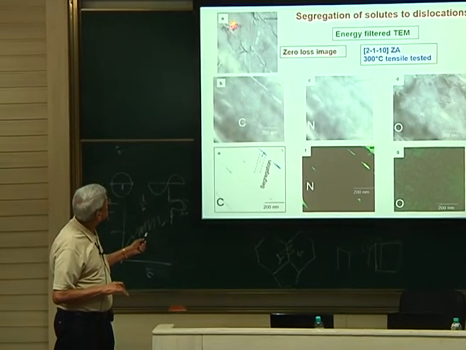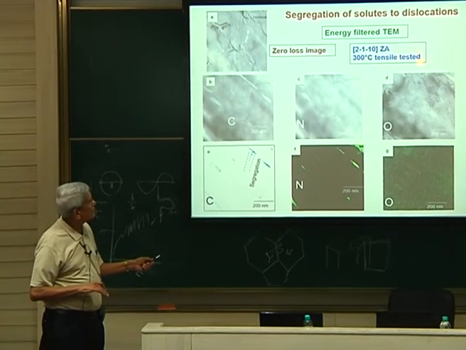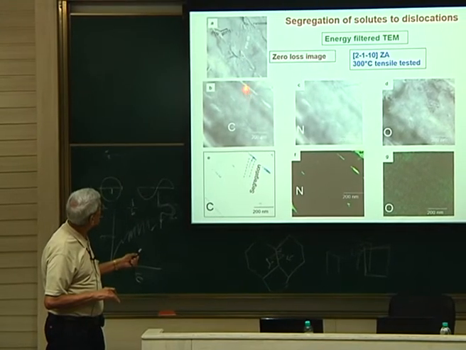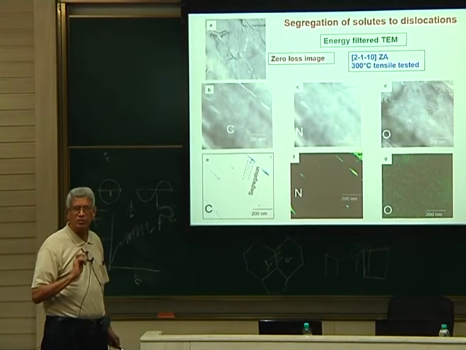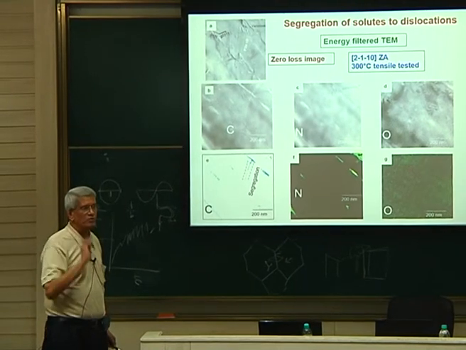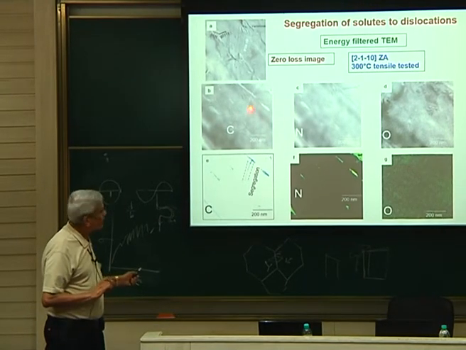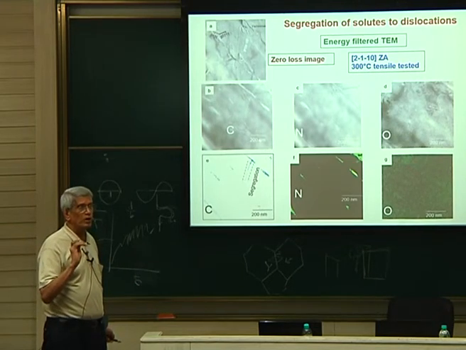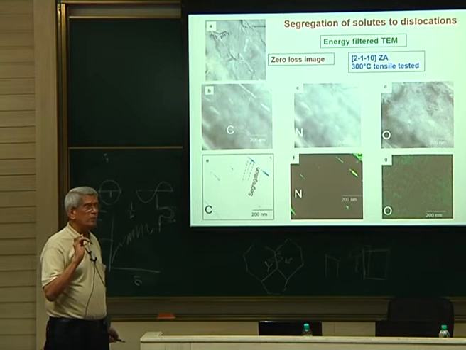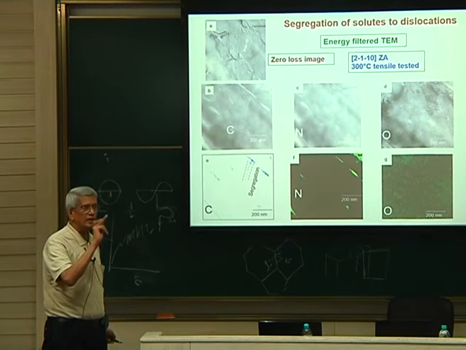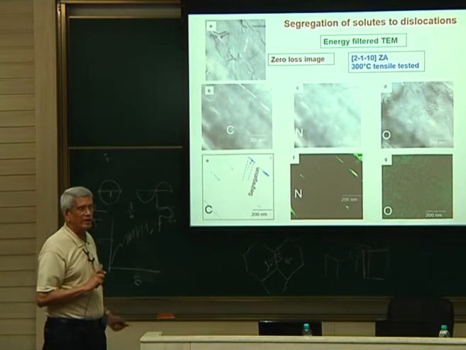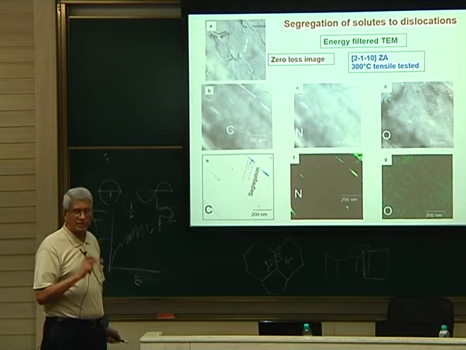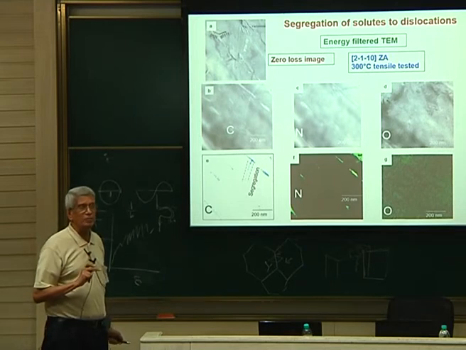Then we could see that in a sample which has been tensile tested at 300 degrees centigrade in this orientation, on some of the boundaries as well as some dislocations, a faint white contrast could be seen, which suggests that there is an atmosphere which has formed around them. Because the resolution in this system is now almost close to 2 or 3 nanometer, or maybe 10 angstrom of that order, an atmosphere around the dislocation could generally be identified using this. And this technique, energy filtered, is especially sensitive for low Z elements.